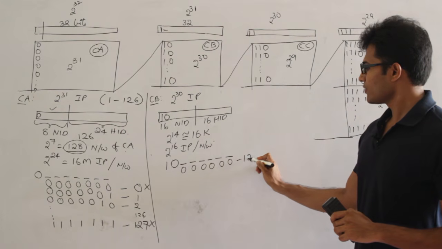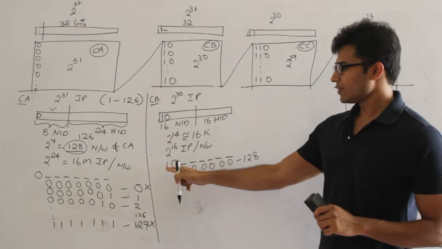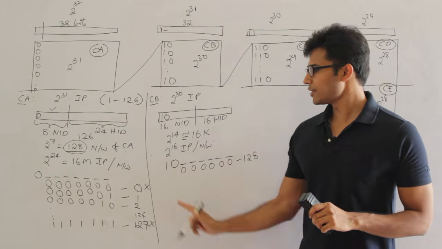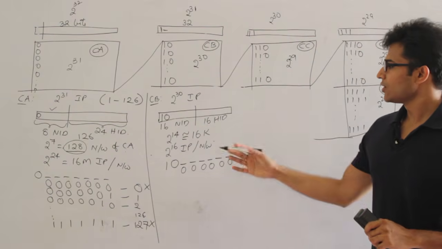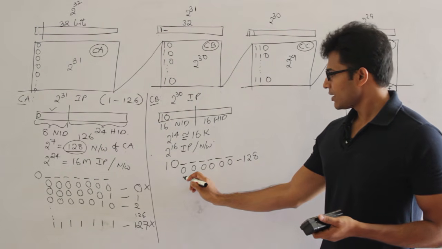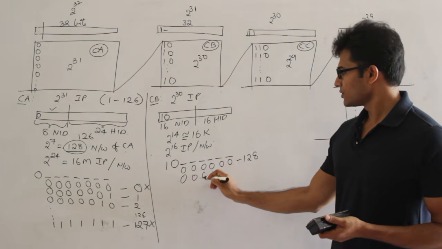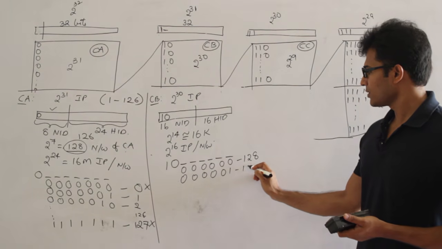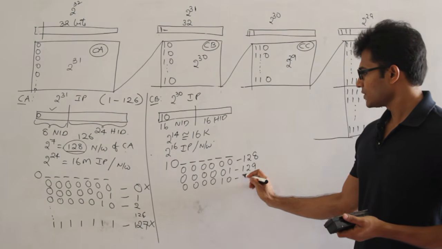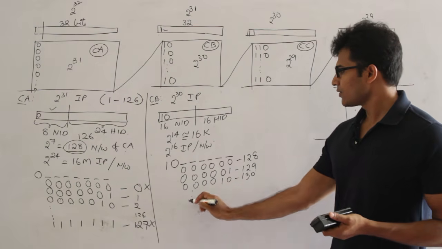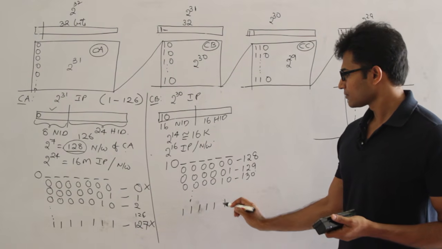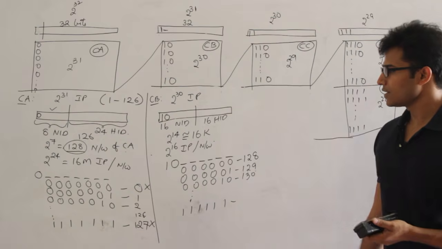So what do you get? 128. If you have 8 bits and the first bit is 1, the weight of this is 2 power 7, which is nothing but 128. You can convert the binary numbers, that I'll leave to you as an exercise. The next one is 0, 0, 0, 0, 0, 1, which is 129. And 0, 0, 0, 0, 1, 0 is 130. And so on. The last one is 6 ones.